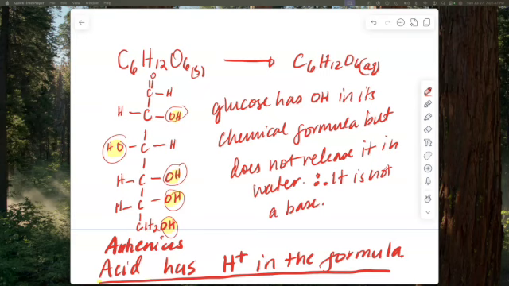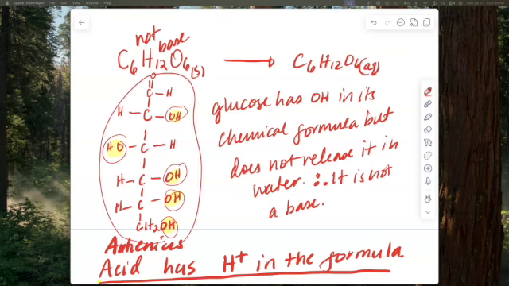But then also release it in water. So even though glucose has a bunch of OHs, it doesn't release it in water. Therefore, this is not a base, right? Even if you write the formula out like this, it doesn't qualify as a base because the requirements were two: have it, release it in water. Having it alone is not enough to classify as an acid or base.